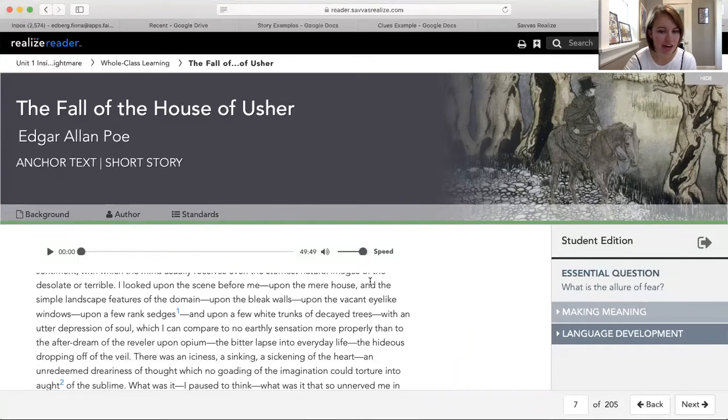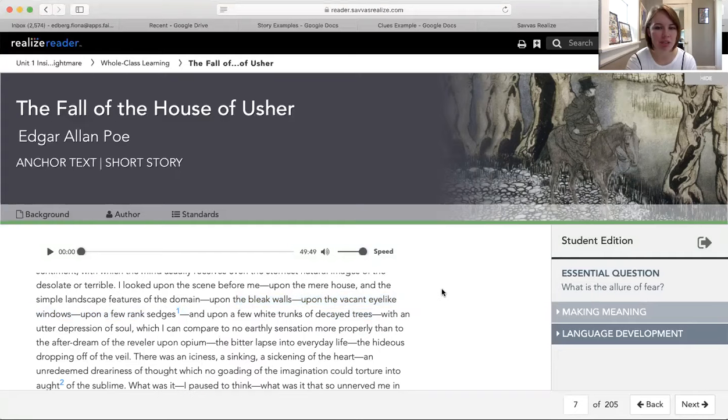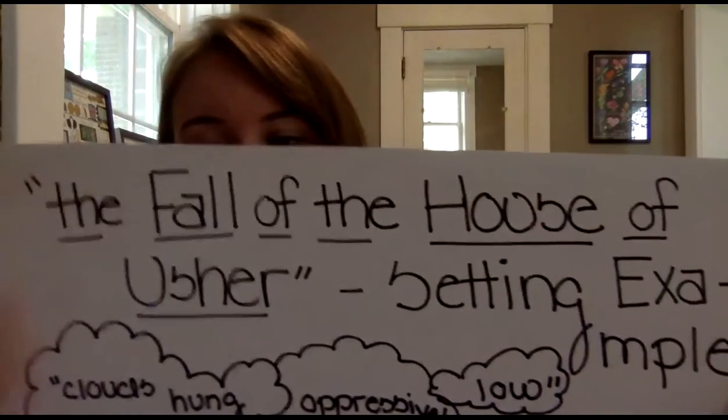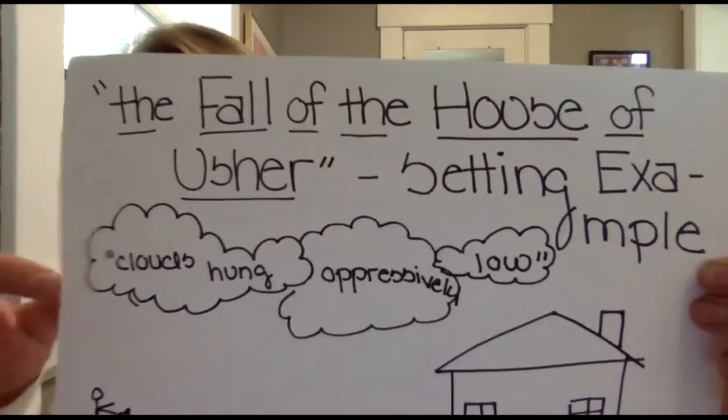See, so they describe the bleak walls, the vacant eye-like windows, upon a few rank sedges and upon a few white trunks of decayed trees. It goes on for quite a while, but that's the last thing I chose to include in my drawing, some description of the house. So you are going to do that with your drawing. You're going to pick more than that, actually, more descriptions that you found in the story. And then not only would I like you to draw them on your piece of paper, but also cite them. Actually write the description that told you to include this in your drawing.